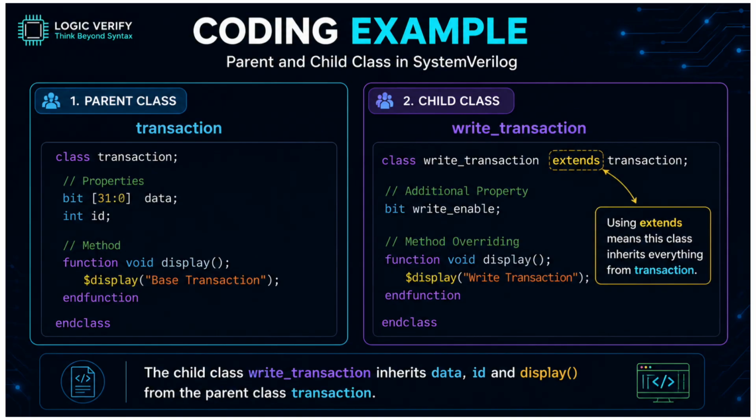Now let's create a child class. Class write transaction extends transaction. Notice here I use the keyword extends. This means write transaction inherits everything from transaction. Now inside the child class I add bit write enable. Then I override the display method. Function void display. Inside it I am displaying write transaction, then end function, end class.